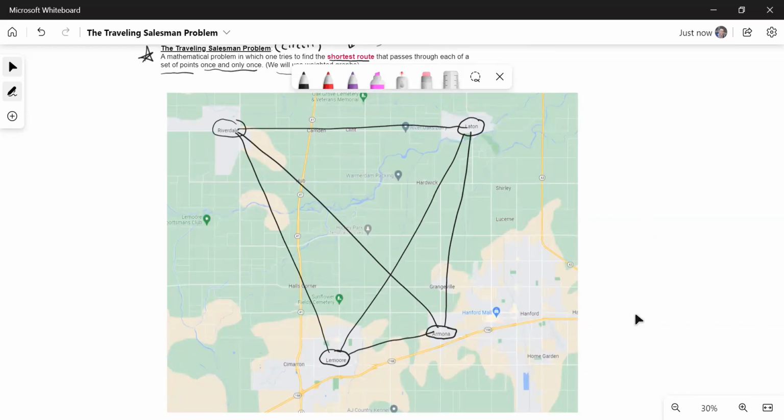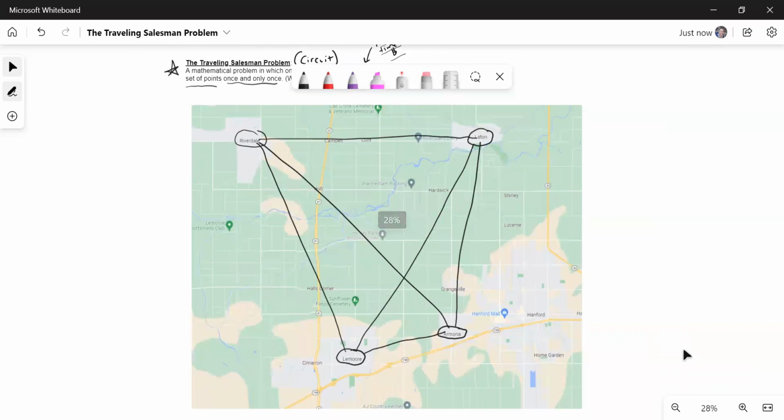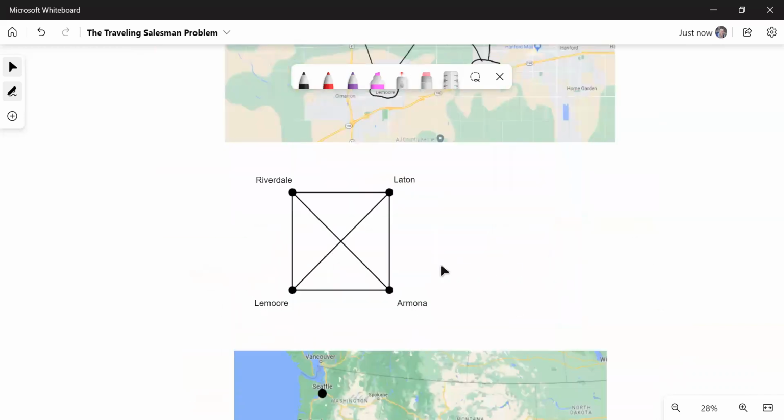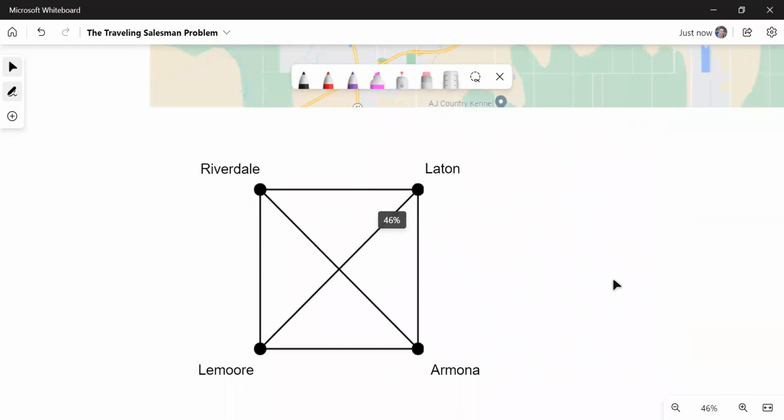And in a previous video, I highlighted those and looked at the mileage. So let's just take a look at that. Here's an abstraction of this map, and we will consider a weighted graph. I calculated these in a previous video, but the distance from Riverdale to Layton is 9.7 miles. And the distance from Layton to Armona is 9.2. Lemoore to Armona is 4.9. The distance from Lemoore to Riverdale is 12.9 miles. And then we have these paths through the middle. Lemoore to Layton is 14. And then from Riverdale to Armona is 16.3.